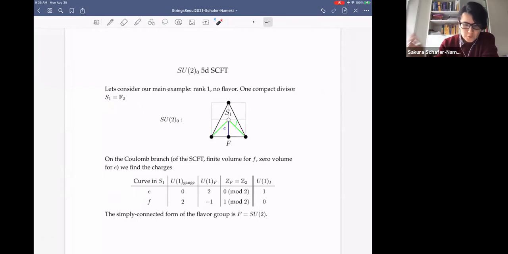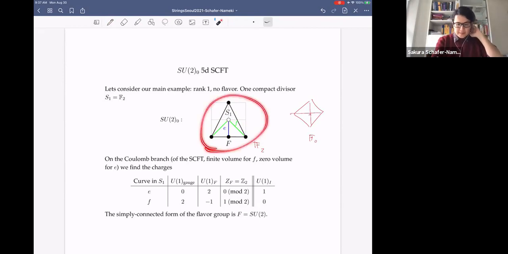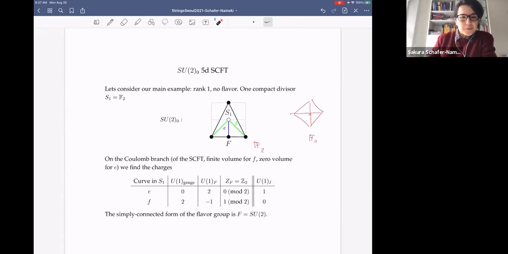And the SU2 zero theory, let's look at what it actually gives for the zero and the one form symmetries. So here I've drawn a slightly different diagram than before. I was drawing the one that's this. This is the F0, this is the F2. Both of them give rise to the rank one SU2 zero theory. This one is slightly nicer because you actually see the non-abelian flavor symmetry from this additional vertex on this toric diagram. These are sort of equivalent up to decoupling some flavor.